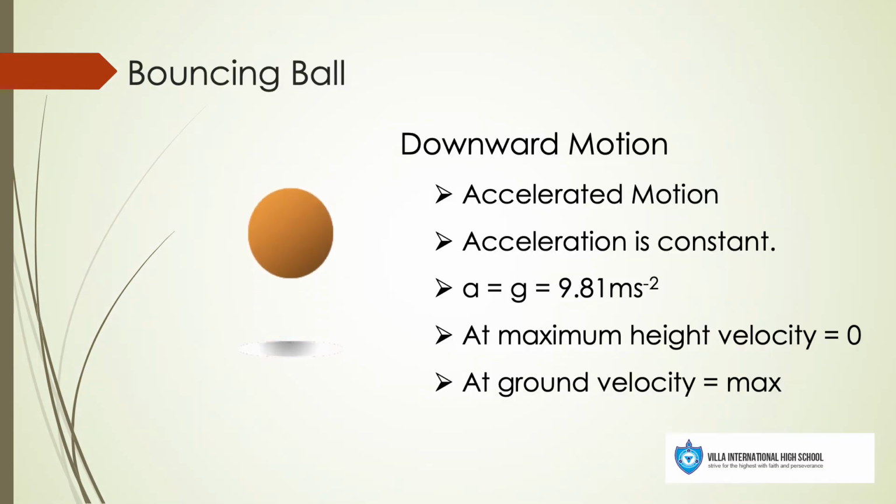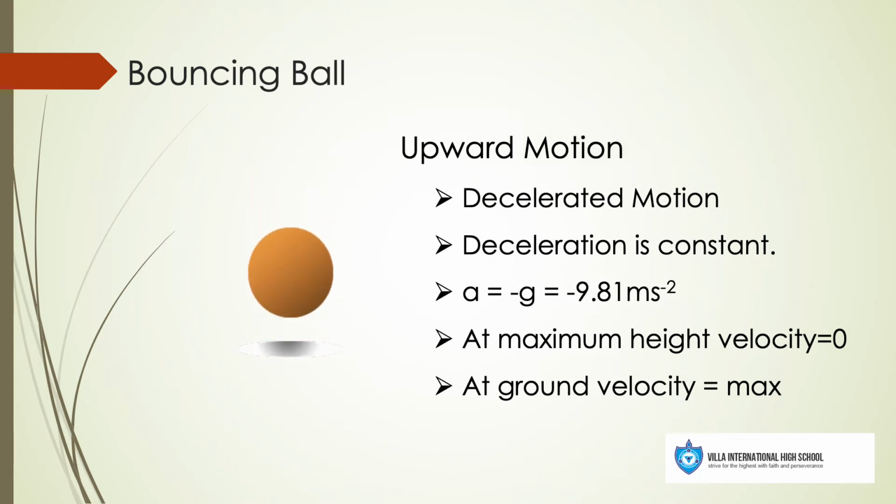Bouncing ball. So in upward motion, it's a decelerated motion, which means the velocity decreases. The deceleration is constant, which means acceleration is constant but negative. Then a is equal to minus g, which is equal to minus 9.81 meters per second squared. Again, when you reach maximum height, the velocity will be zero.